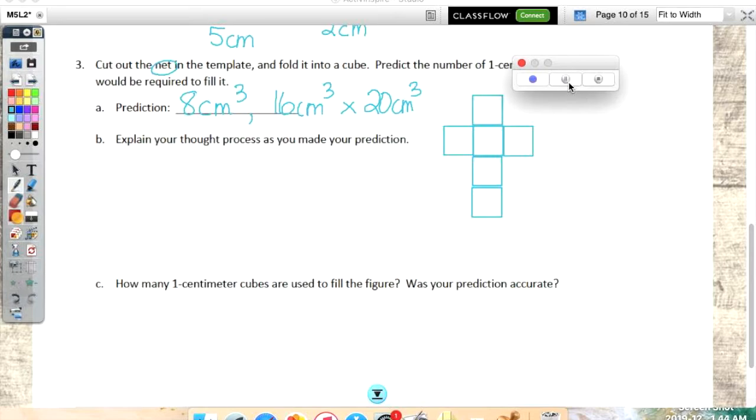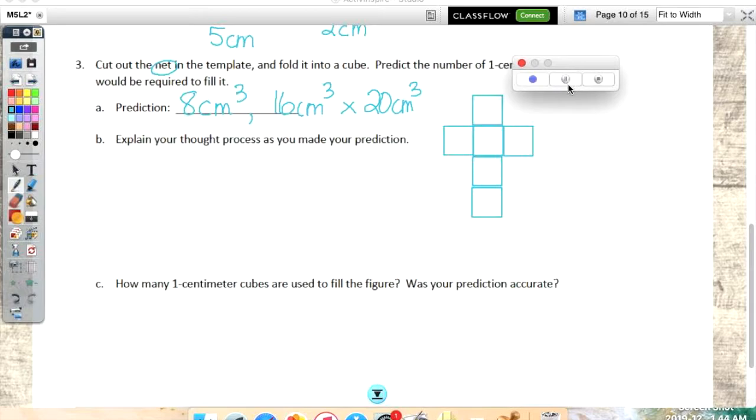Okay, what was the base? 9. Anybody want to change their prediction? 27. You think it's going to be 27. Anybody agree with Bella? Think it's going to be 3 high? All right. That's a pretty good prediction, Bella. All right. So let's see what we got.